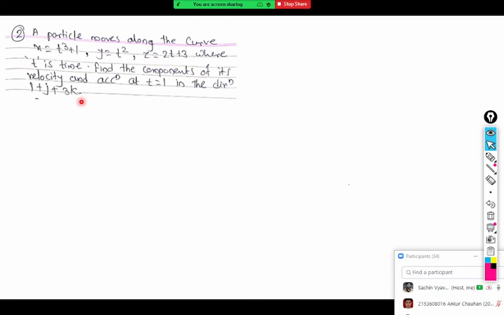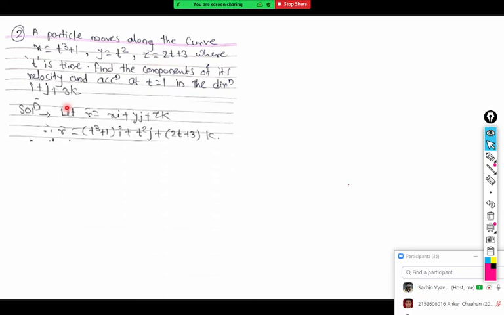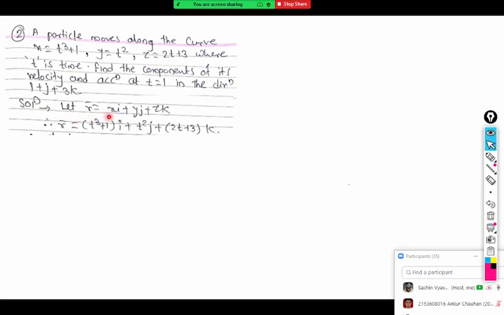Step number 1, where should we start? We will form an equation of displacement using the x, y, z components. So first we should write a vector equation of the curve, say r bar equal to xi plus yj plus zk. So in step number 1 we get this vector r bar: let r bar be xi plus yj plus zk, and we replace the given values of x, y, z in terms of parameter t.